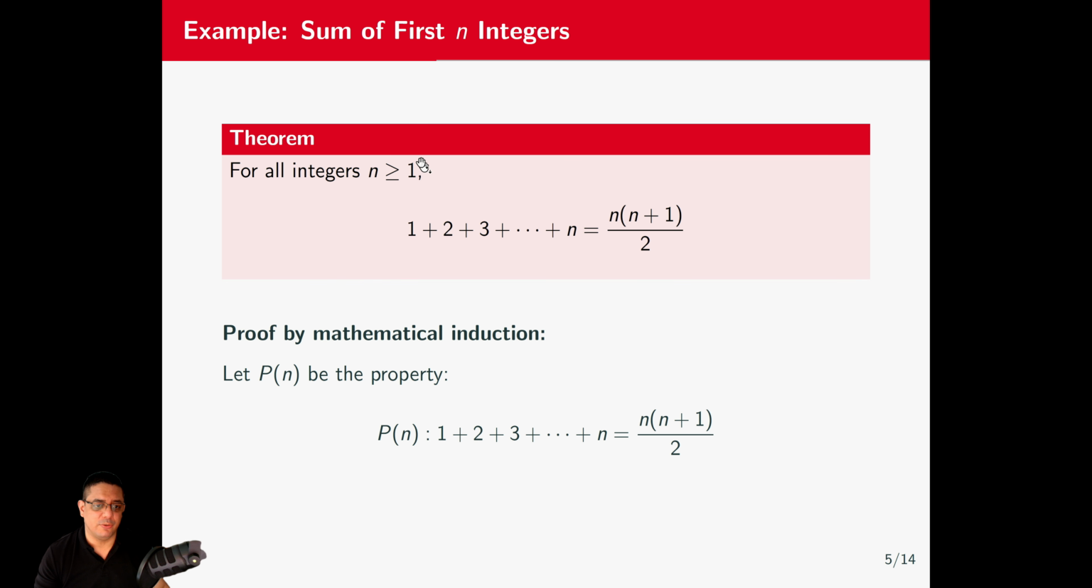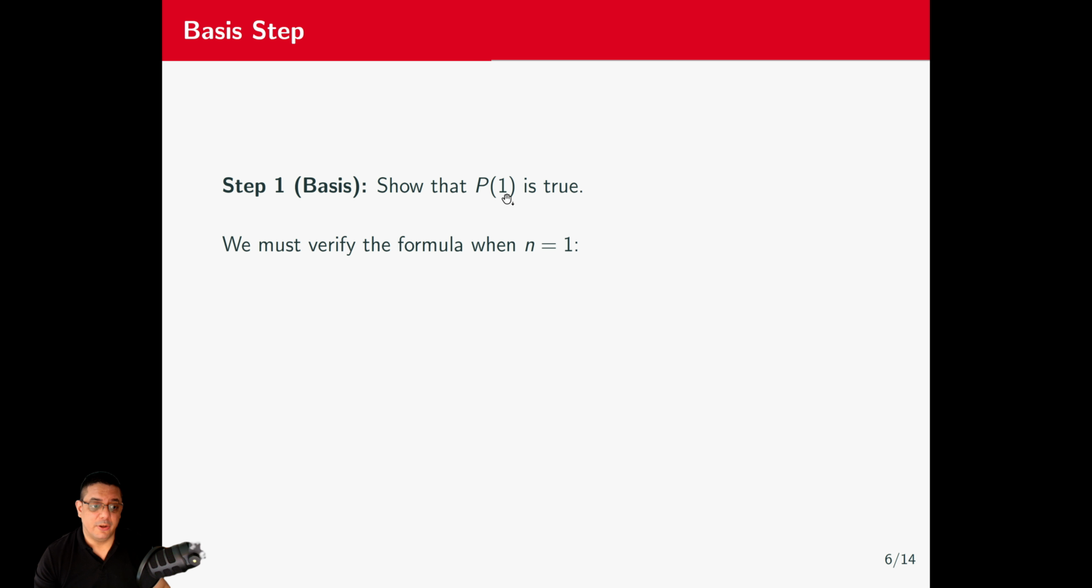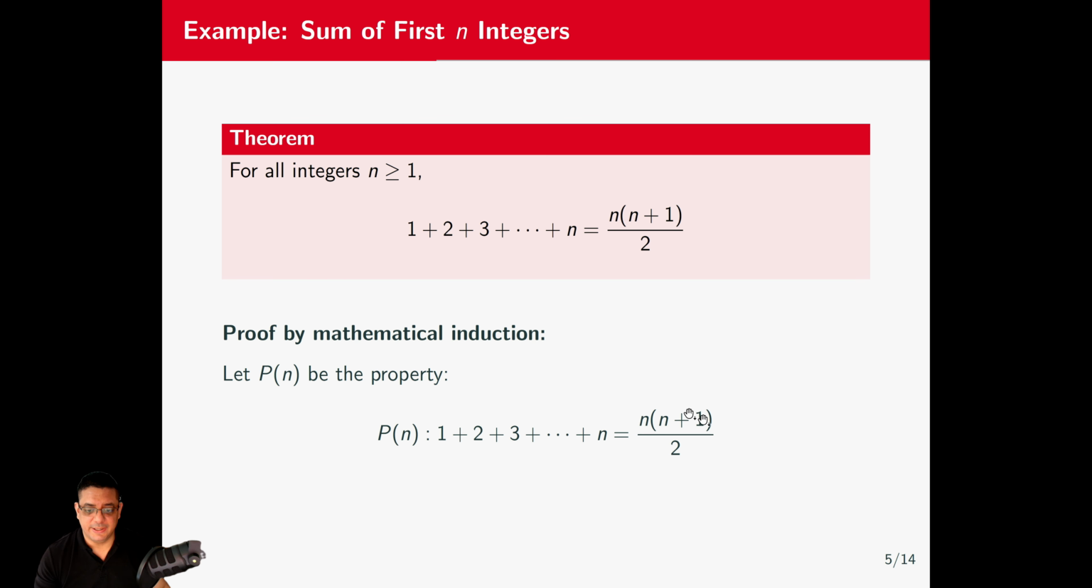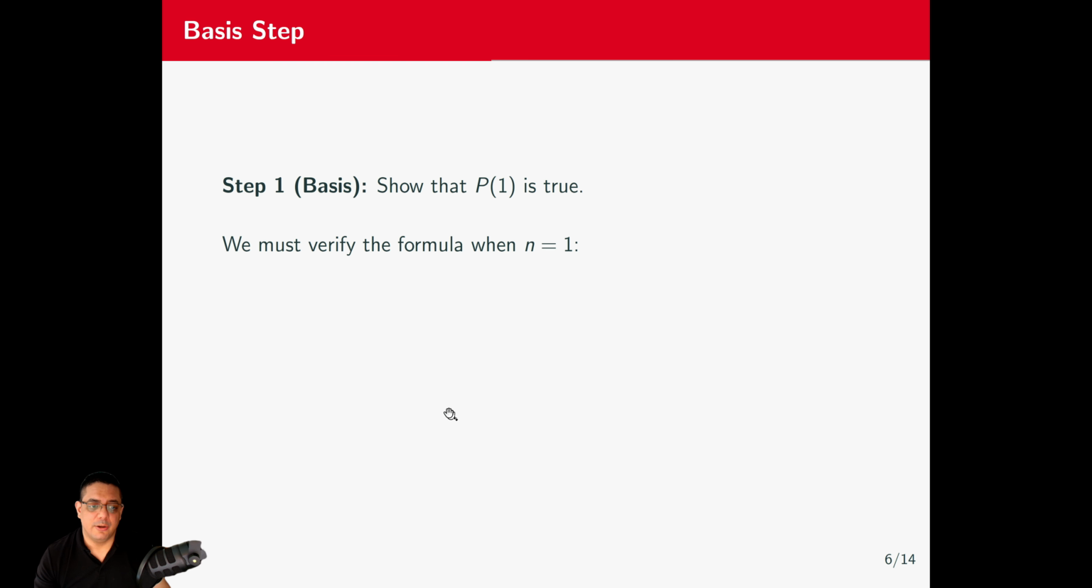Why P of 1? Because we're going for n bigger or equal than 1. So we need to prove it for 1. So, let's verify the formula when n is equal to 1. When n is equal to 1, the left side is just going to be 1. Remember, what is the formula? This. So the left side is just the sum from 1 to 1, since n is equal to 1. So the left side is 1.